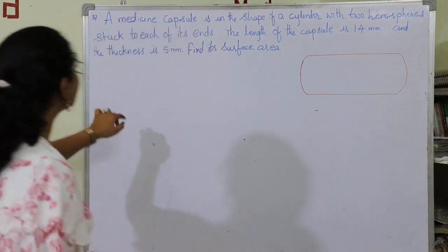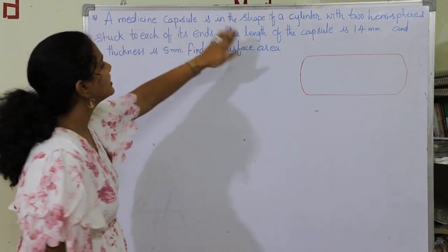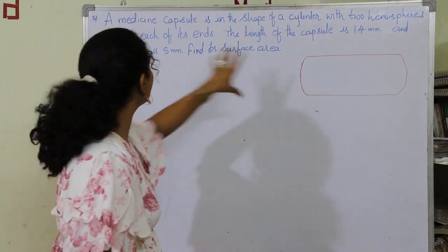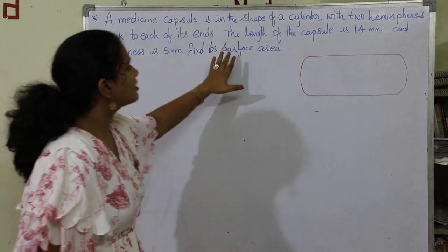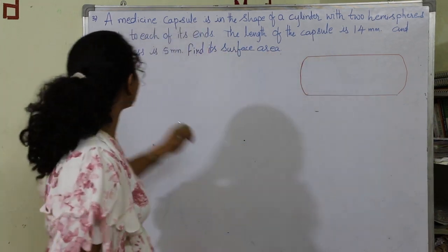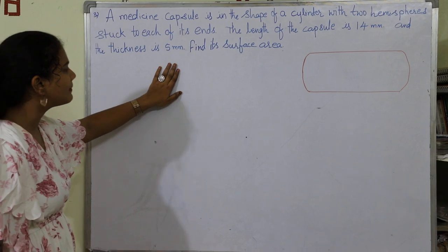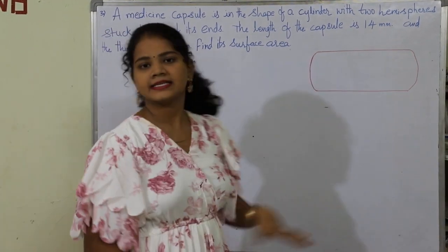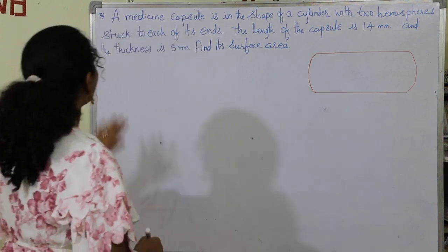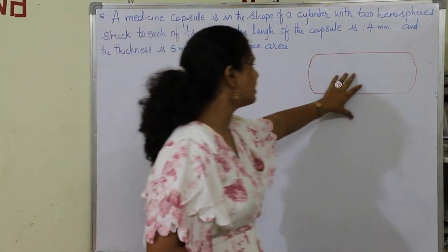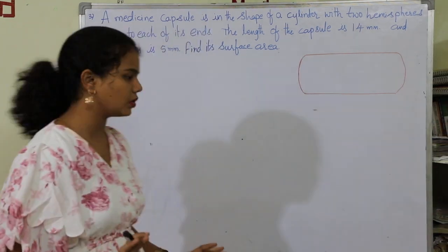So here you have a medicine capsule in the shape of a cylinder with two hemispheres stuck to each of its ends. The length of the capsule is 14 millimeters and the thickness is 5 millimeters. Find its surface area. So here you have a medicine capsule. Imagine this as a medicine capsule, okay?